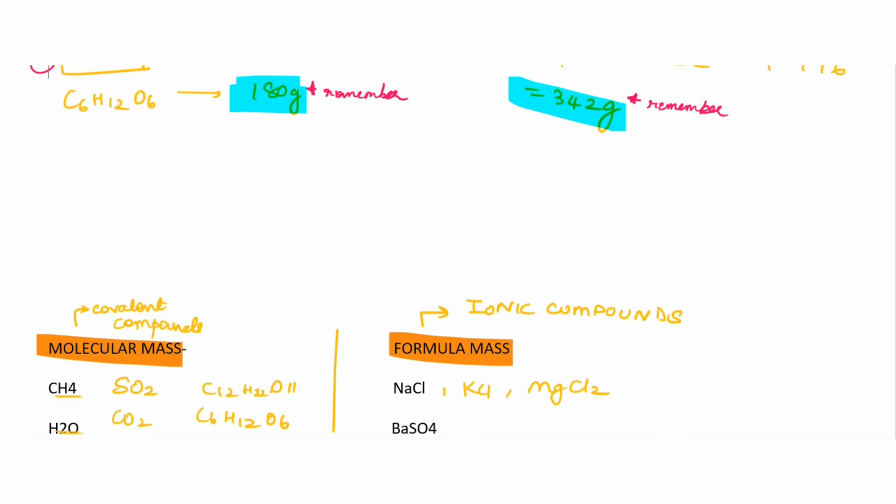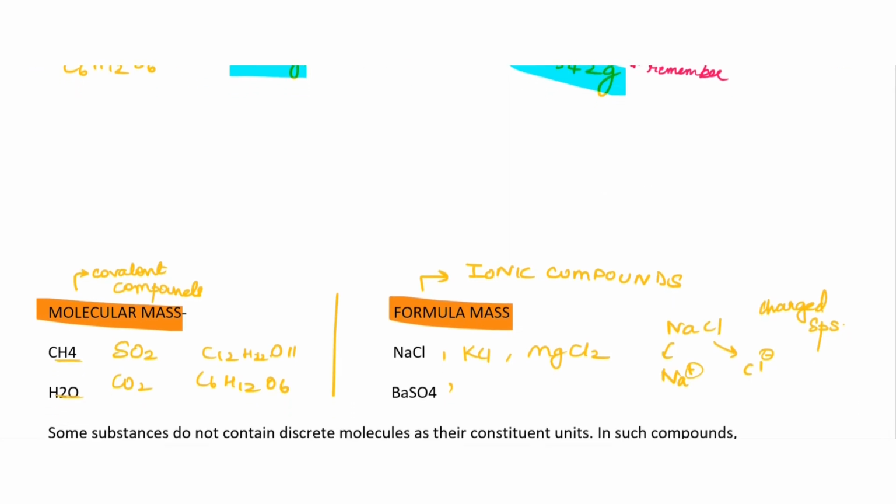And what is formula mass used for? It is used for ionic compounds. Example, NaCl, BaSO4, KCl, MgCl2. All these are ionic compounds which can be split into their constituent ions. So when NaCl is dissociated, it dissociates into charged species of Na+ and Cl-. And that's why we say NaCl is an ionic compound.